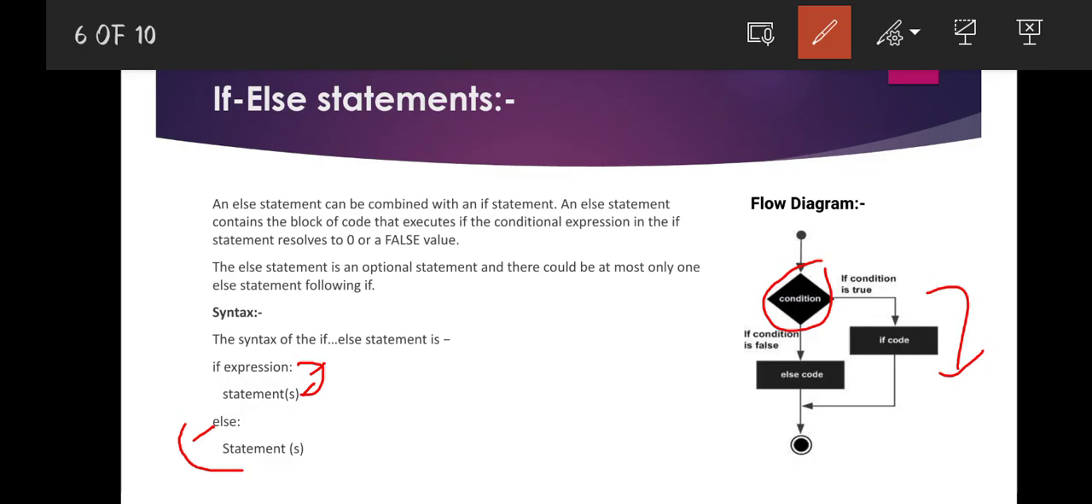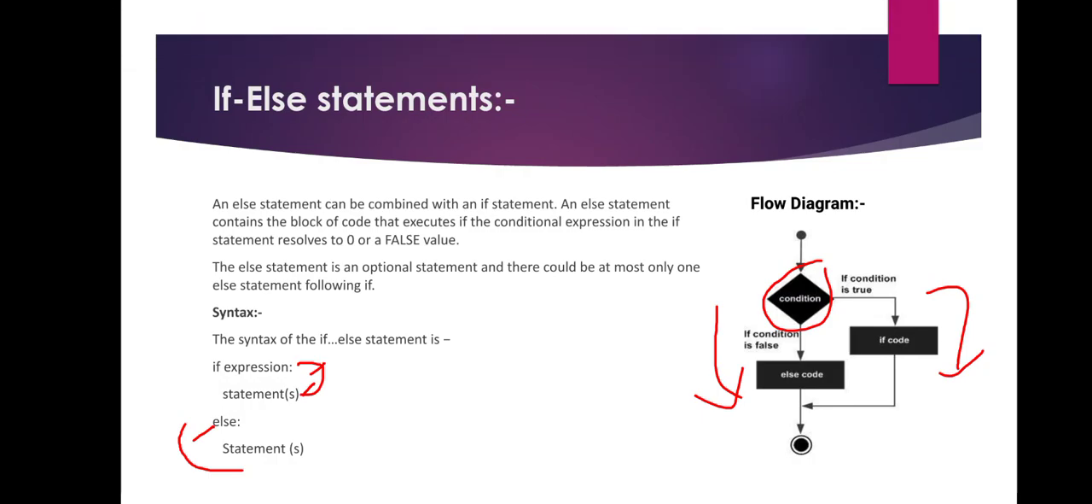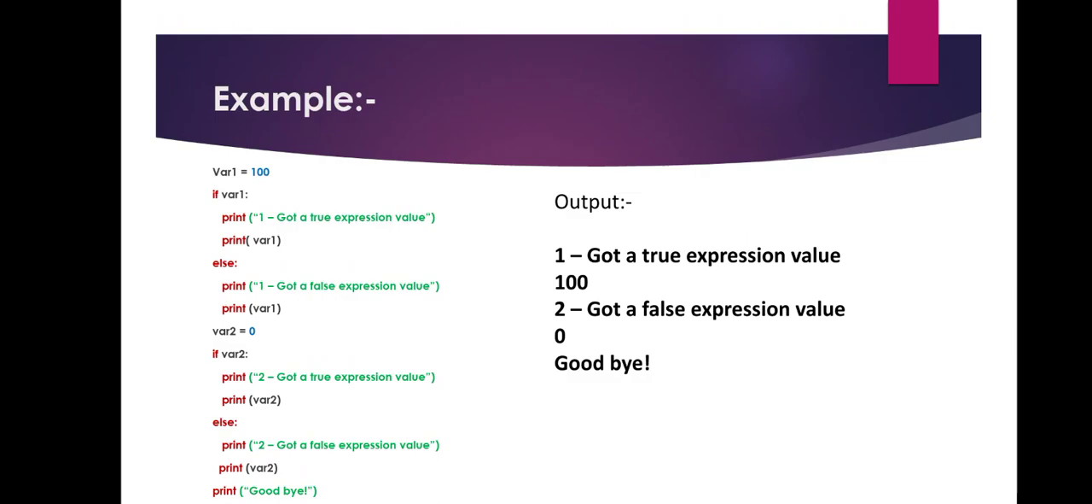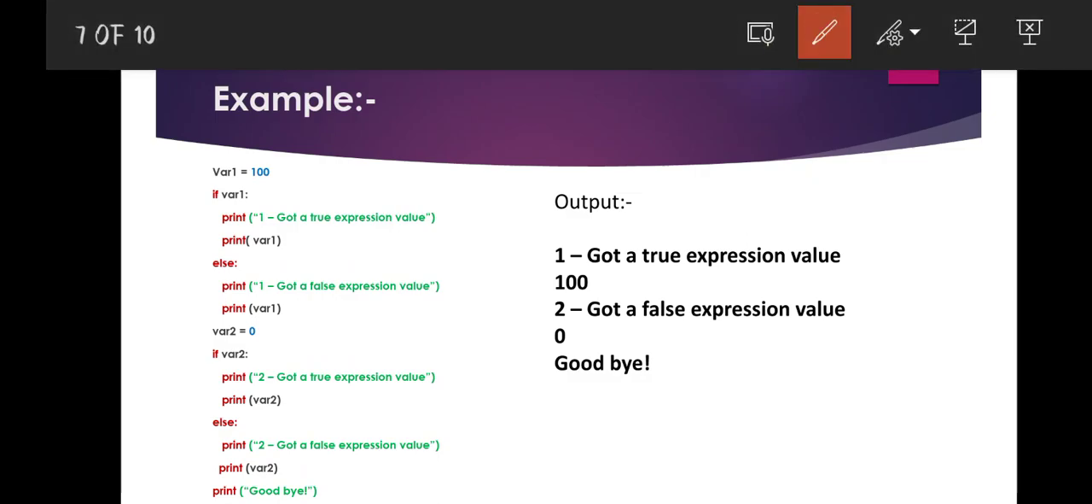Otherwise, if the condition is false, it executes the else code. So clearly we have to observe that if the condition is true, it executes the if code. Otherwise, it executes the else code. So this is about the if else statement, and we'll see one example. And this is the example for the if else statement.